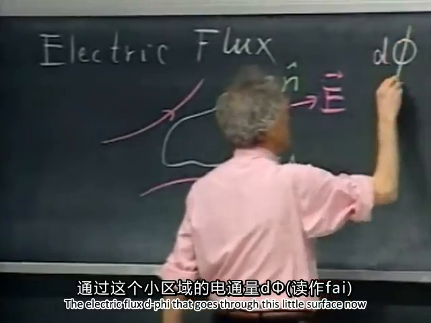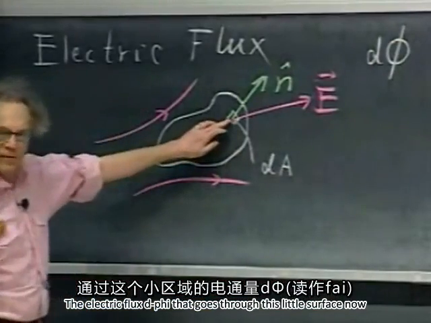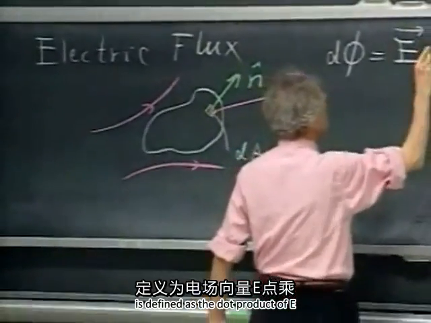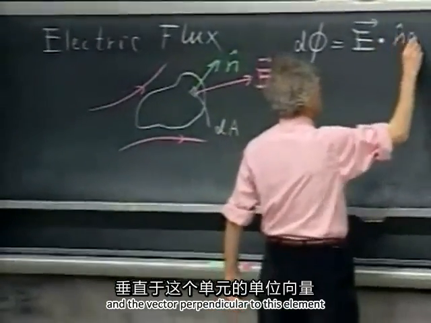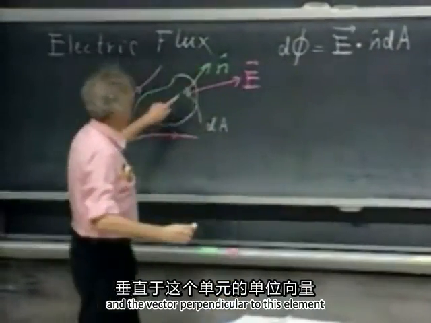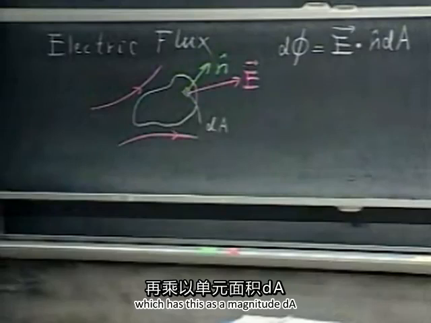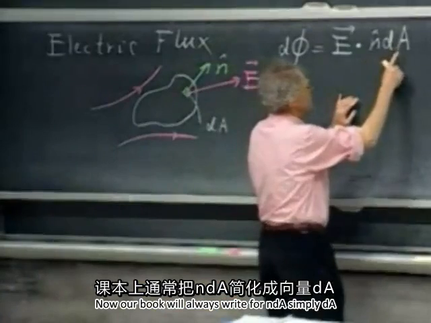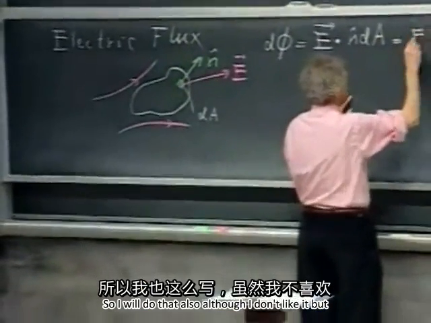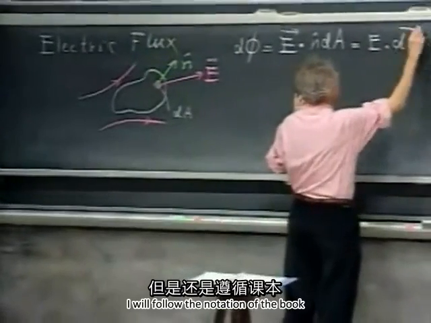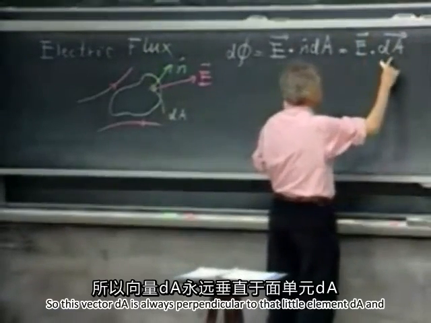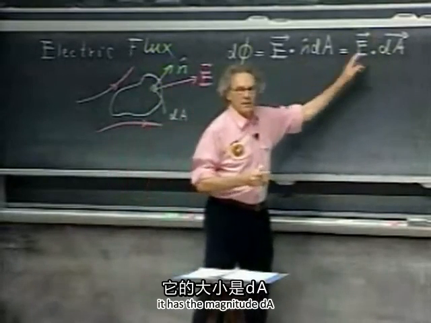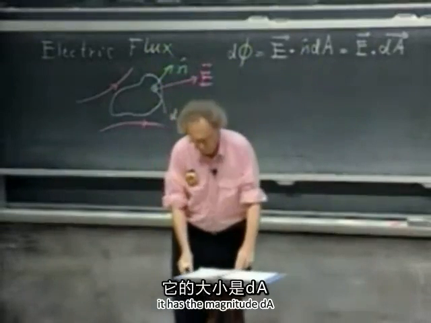The electric flux dΦ that goes through this little surface now is defined as the dot product of E and the vector perpendicular to this element, which has this as a magnitude dA. Now our book will always write for n dA simply dA. So I will do that also, although I don't like it, but I will follow the notation of the book. So this vector dA is always perpendicular to that little element dA, and it has the magnitude dA.